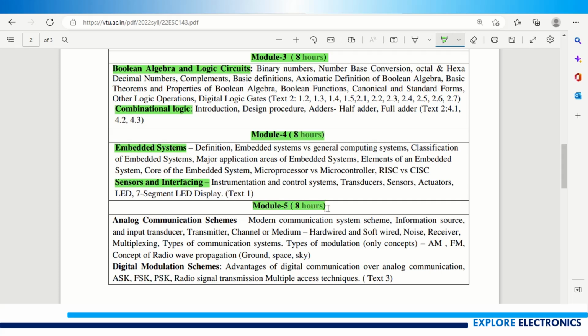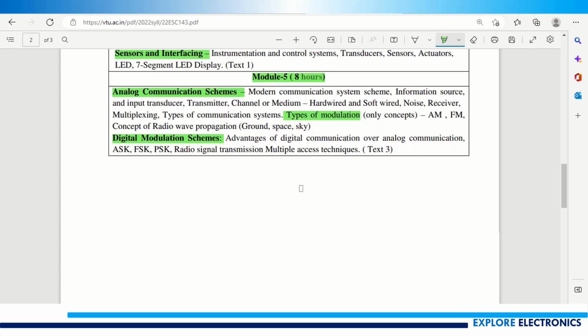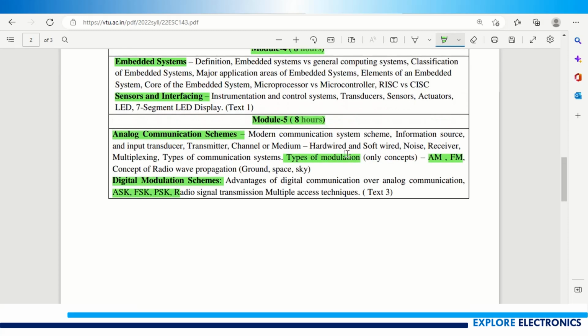Module 5 is again for 8 hours. Here the communication part is covered: analog communication schemes and digital modulation schemes. In analog communication schemes, the different types of medium or channel and different types of modulation techniques are the main concept. In digital modulation schemes, compared to analog modulation schemes like AM and FM, here we have ASK, FSK, PSK, and radio signal transmission and multiple access techniques are covered.